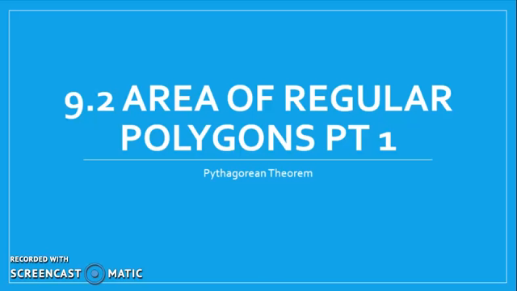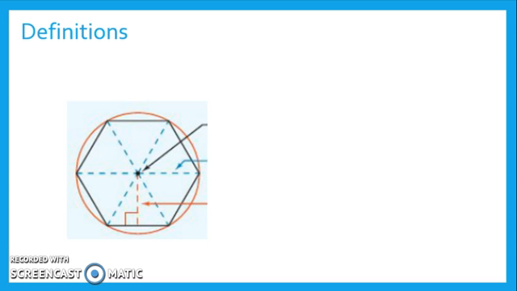Welcome to 9.2, Area of a Regular Polygon. This is part 1. There are 3 parts to this lesson. First, we're going to start with some definitions. We have a regular hexagon right here.